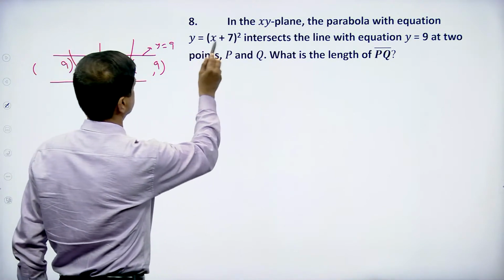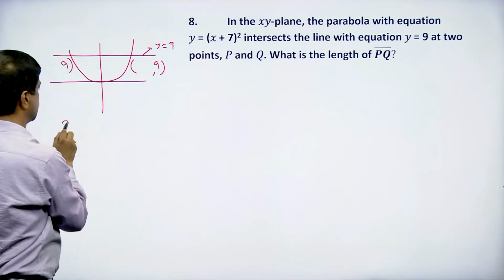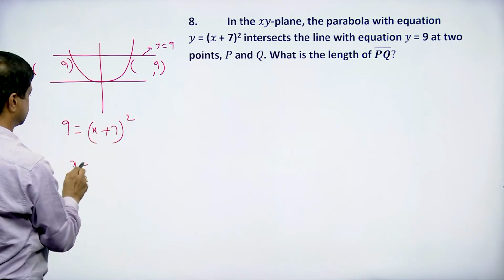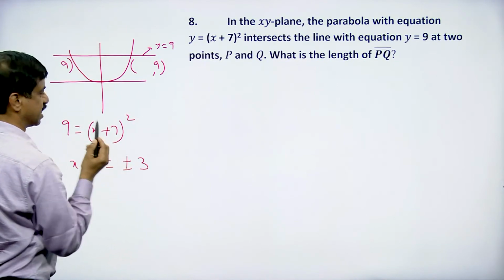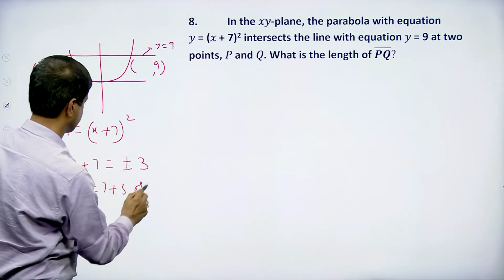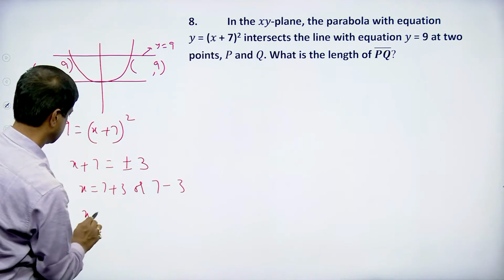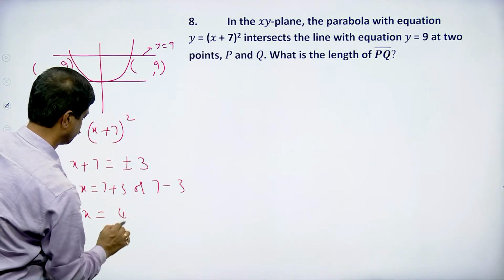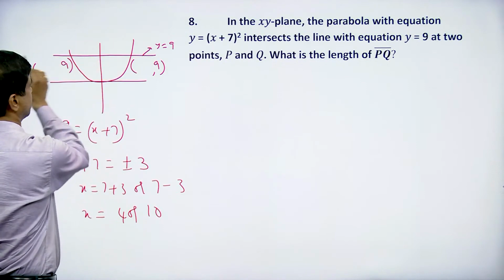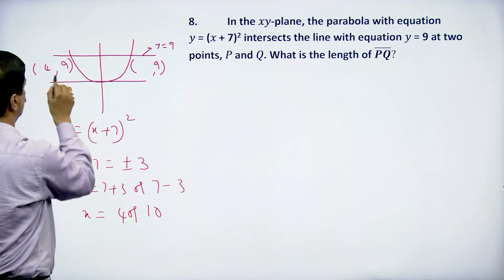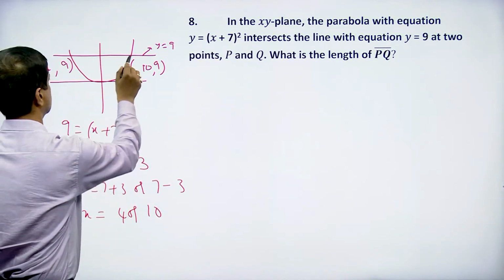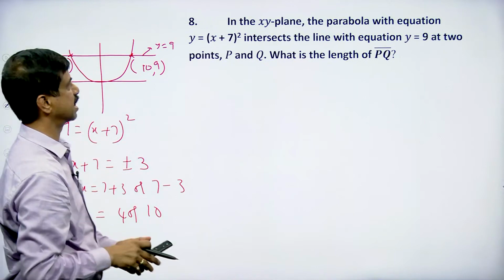So if you write here y as 9, 9 equal to (x plus 7) whole square, children. So x plus 7 equal to plus or minus root 9, which is 3. So x equal to 7 plus 3 or 7 minus 3. So x equal to 7 minus 3 is 4 and 7 plus 3 is 10. So that means this is not the y-axis. The y-axis is somewhere else because you are getting 4 here and 10 here. So the points are (4, 9) and (10, 9).